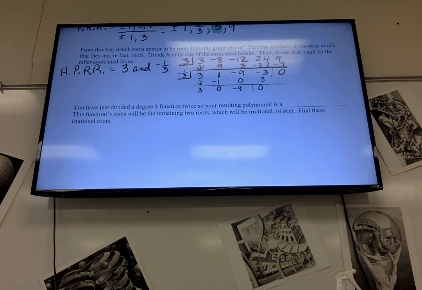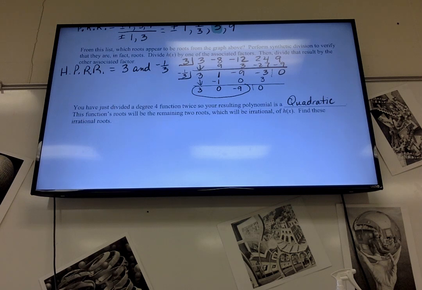So any questions on the synthetic division that we did there? So we took a degree of 4 and we divided it twice. So what's the new degree? Say that again. 2. So it's a quadratic. That's what we need, because we can solve a quadratic. So what you want to do is divide it, if you can, until you get something that's quadratic.